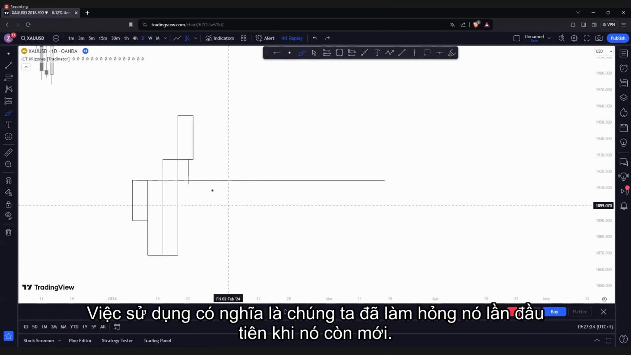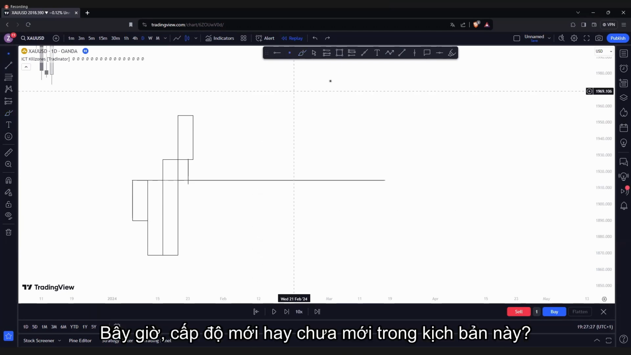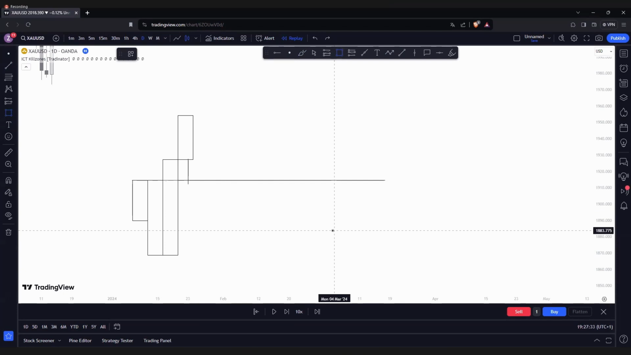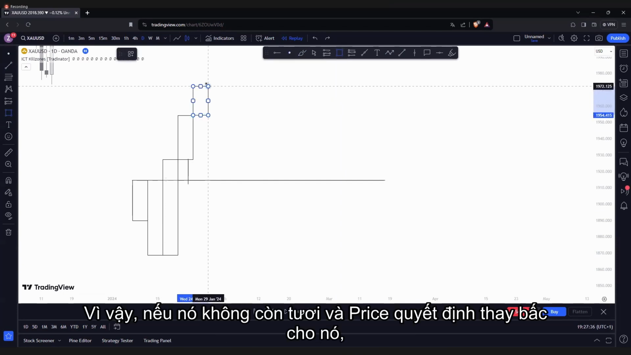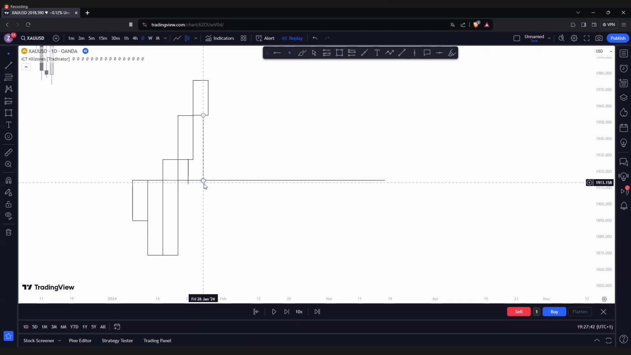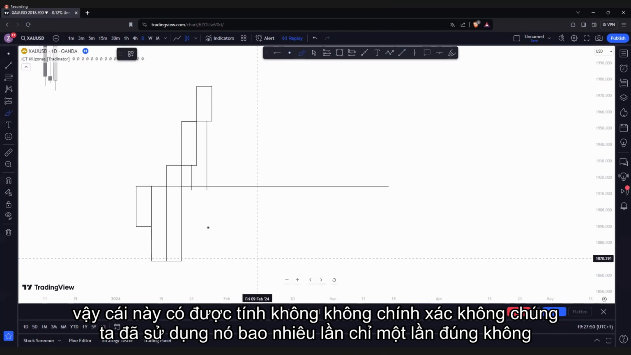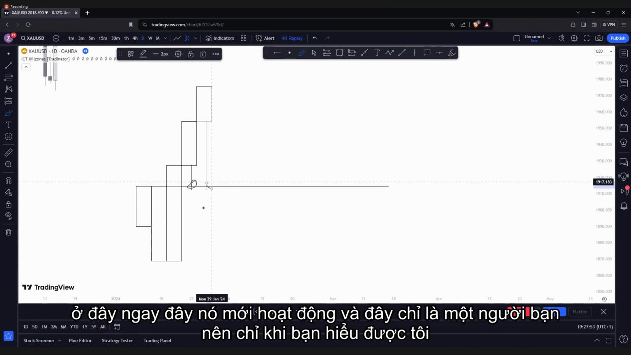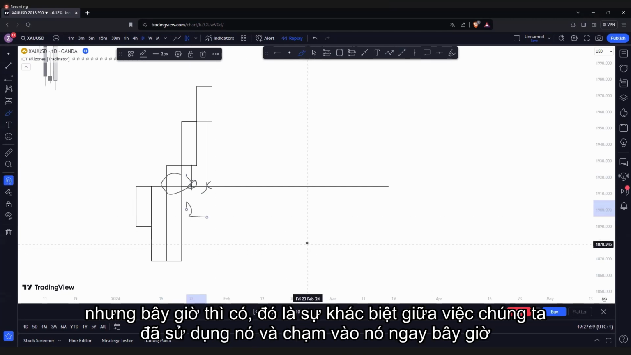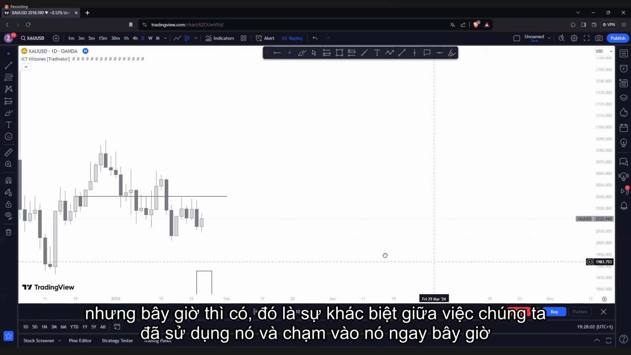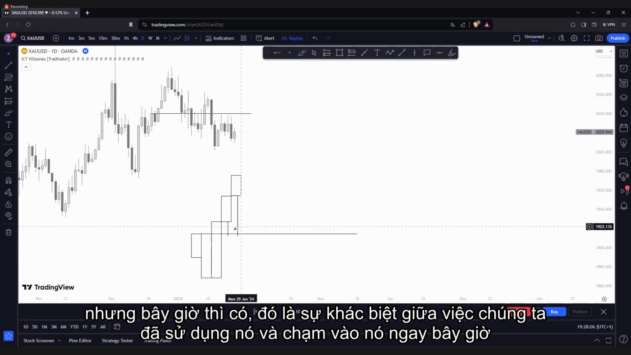Okay, the use meaning that we wicked it for the first time when it was fresh. Now, is the level fresh or unfresh in this scenario? Unfresh, right? So if it is unfresh and then price decides to give it another wick, is this wick going to count as a use? The level is not fresh anymore, so is this going to count? No, exactly. Now, how many times did we use it? Just once right here, right? Here it was unfresh and this is just a body. So just once. Do you get me now? Yes, so that is the difference between using it and touching it.